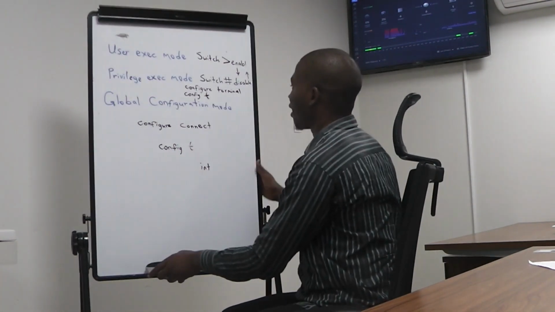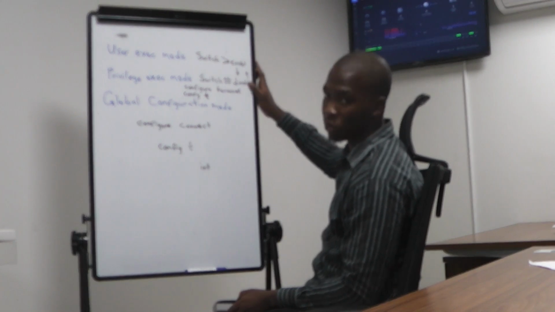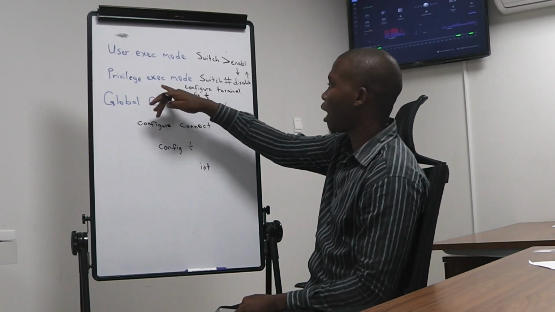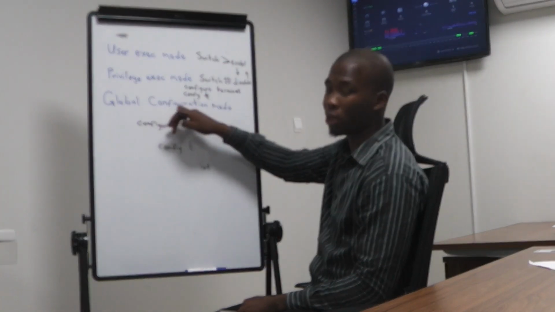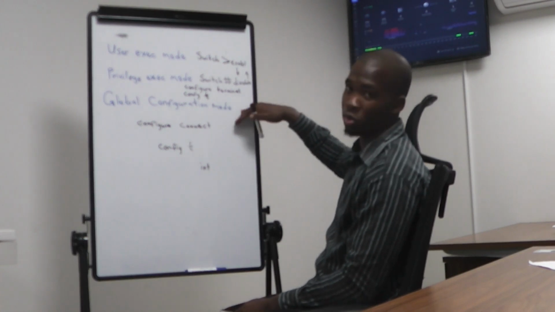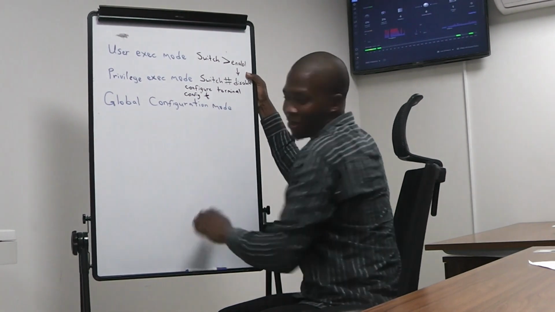Now, I have explained how to move from this user exec mode to the privilege exec mode, and from the privilege back to the user exec mode. I also explained how to move from the privilege to the global. So let's see how to move from the global configuration mode to the privilege exec mode. I almost forgot, skipped it, sorry for that.